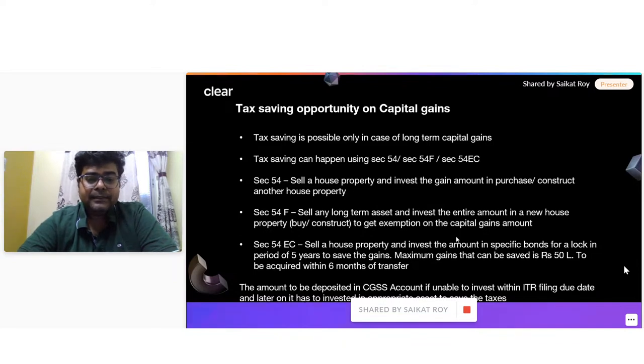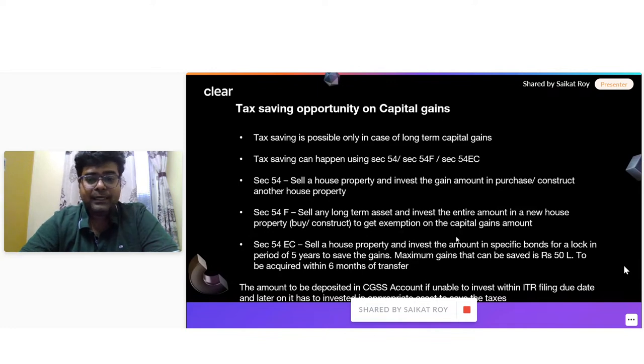Now Section 54EC tells, if you are selling off a house property and you are investing the gain amount in specific bonds, in that case the gain amount can be exempted, provided the gain amount is not exceeding 50 lakh rupees. Right? Now you need to invest in certain specific bonds. The bonds should bear the initial Section 54EC bonds, and there are a couple of bonds available for it. For example, Rural Electrification Corporation, RECL bonds, National Highway Authority of India bonds, Power Finance Corporation, PFC bonds, and Indian Railway Finance Corporation, IRFC bonds. So these four bonds are notified right now, which can give you Section 54EC benefit.